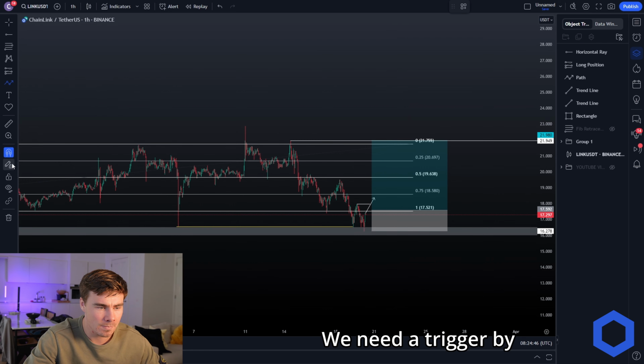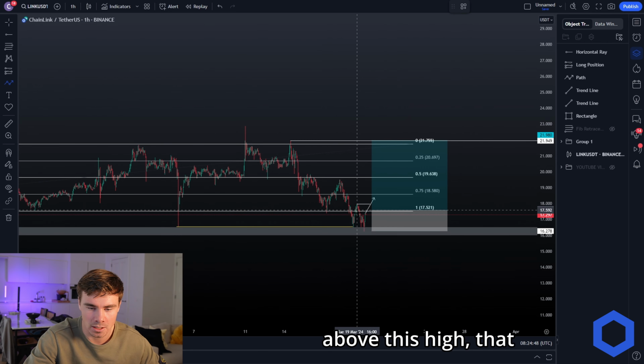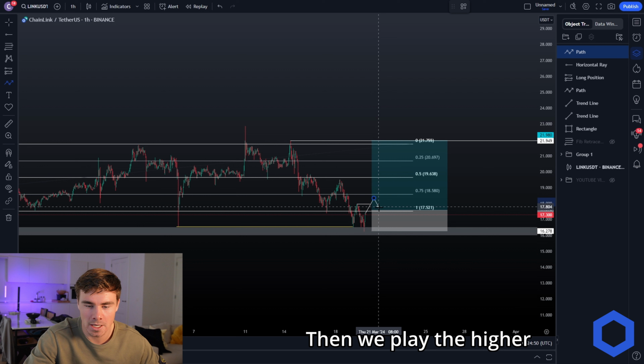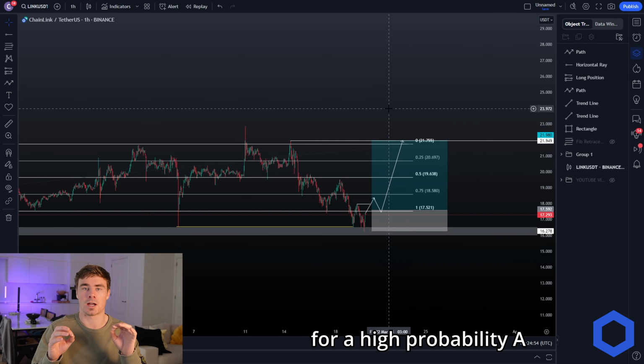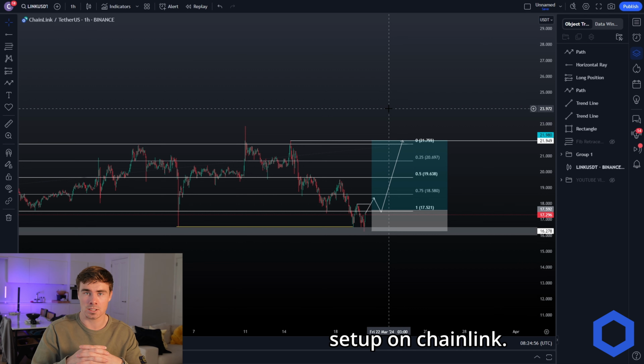We need a trigger by opening and closing candles above this high that brought us to this most recent low. Then we play the higher low, have a clear invalidation, and we have a clear take profit target for a high probability A+ long setup on Chainlink.